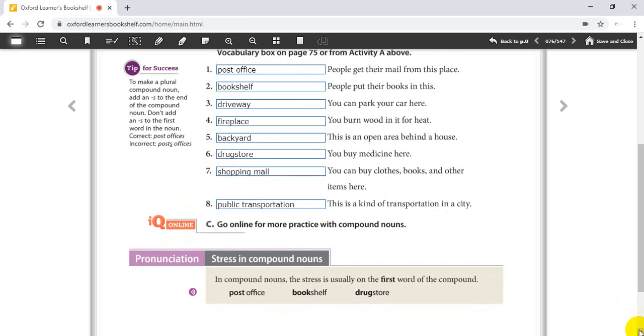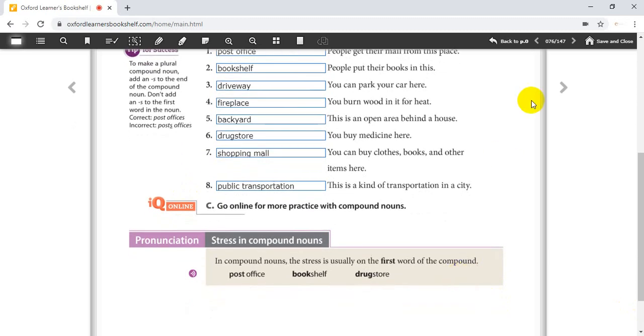Now, pronunciation, stress in compound nouns. When you say a compound noun, we usually stress the first word of the compound. Whether it is a 1-word compound noun or a 2-word compound noun, we stress the first word. Like, let's say shopping mall, backyard, driveway, fireplace, bookshelf. So we stress the first word of the compound noun.